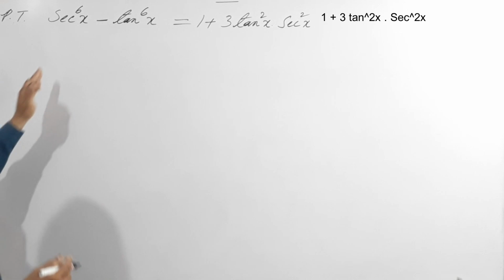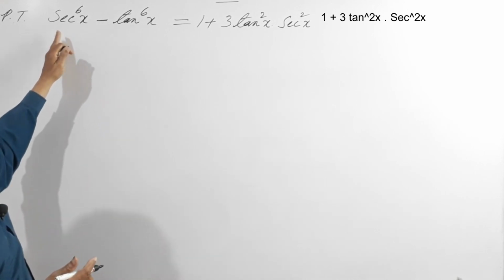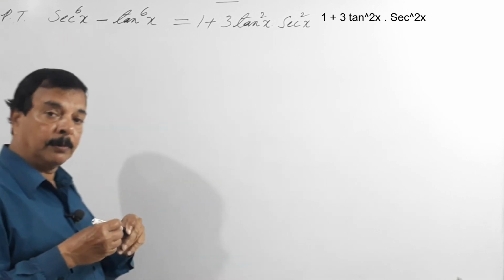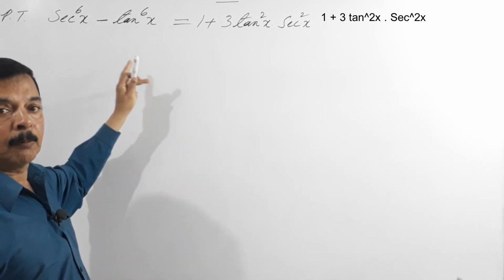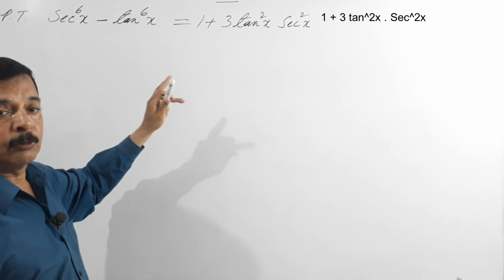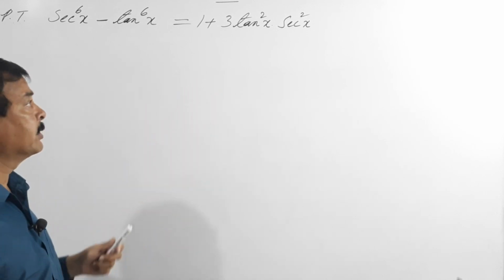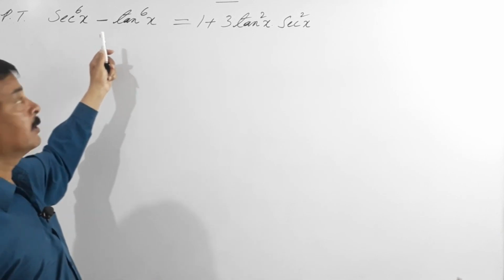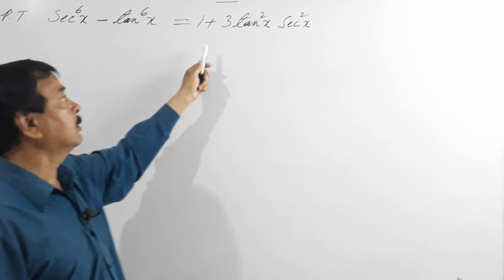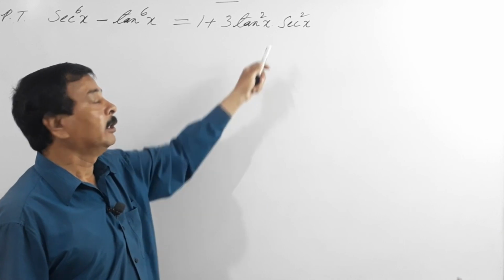So we have to prove, please focus your attention on the board, because this is a very important problem from the examination point of view. So who knows, this might come for your next exams. Prove that secant to the power of 6x minus tan to the power of 6x equals 1 plus 3 tan square x into secant square x.